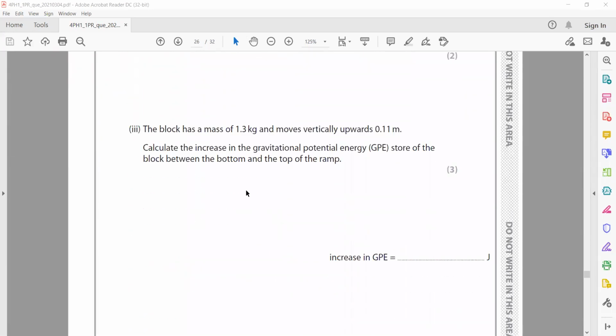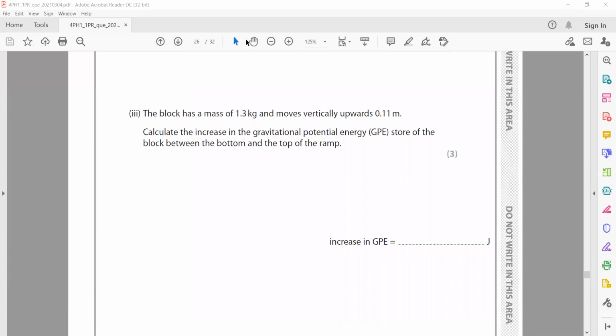The block has a mass of 1.3 kg and moves vertically. We need the potential energy, that's mgh. So mass is 1.3, height 0.11, and gravity is 10. So we'll multiply all these factors. 1.3 into 10 is 13. Then 13 into 0.11 is 1.4. The final answer for energy will be 1.4 joules.